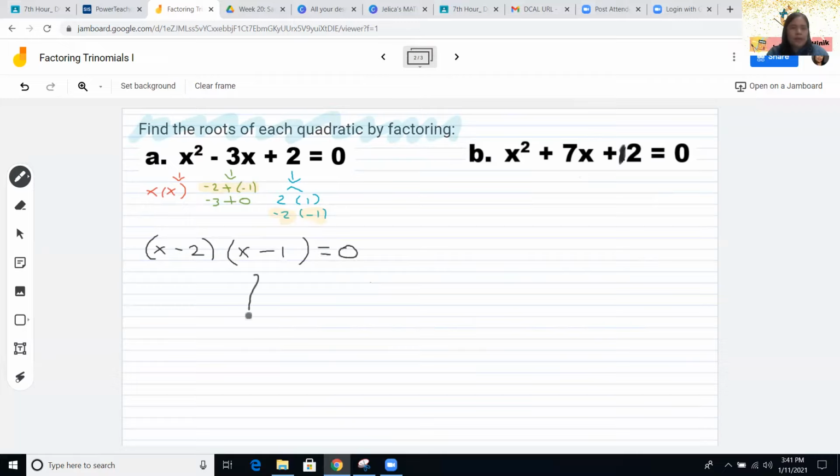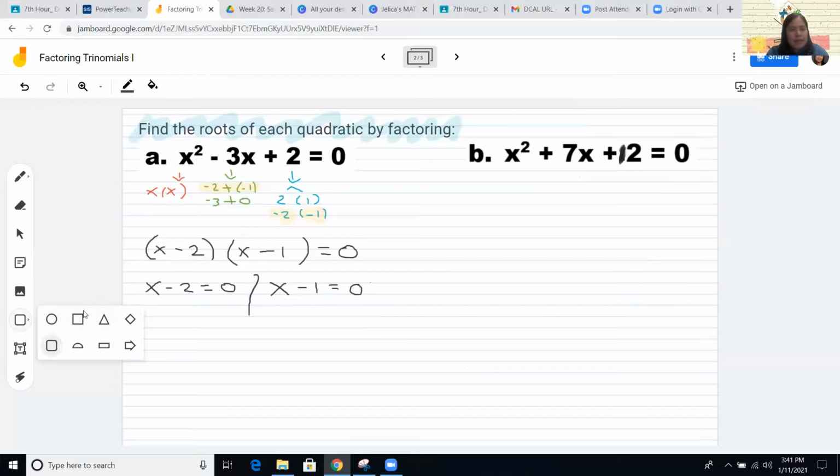After that, we will apply the ZPE, or the zero product property of equality. We'll equate both factors to 0. x minus 2 is equal to 0, and then x minus 1 is equal to 0. Then after that, to find the roots, the solutions, the zeros, and the x-intercepts, these are already the factors. Let me highlight them. So I repeat, if they are just asking you for the factors, these are already the factors.